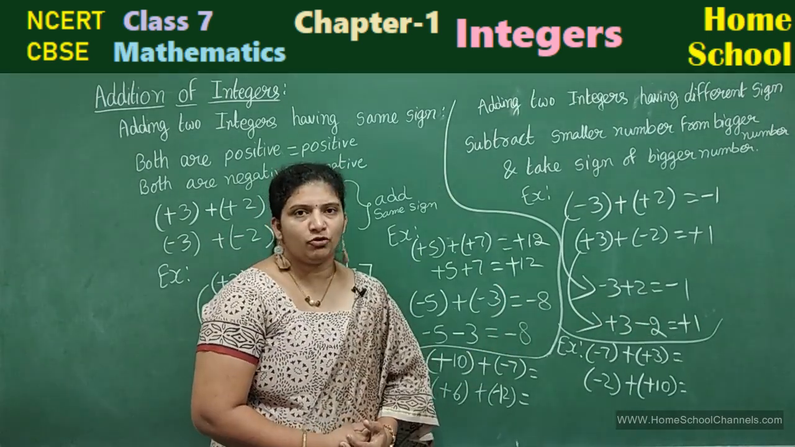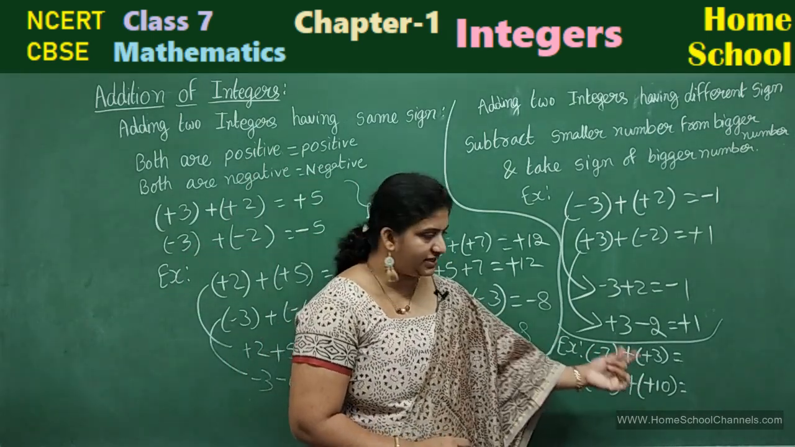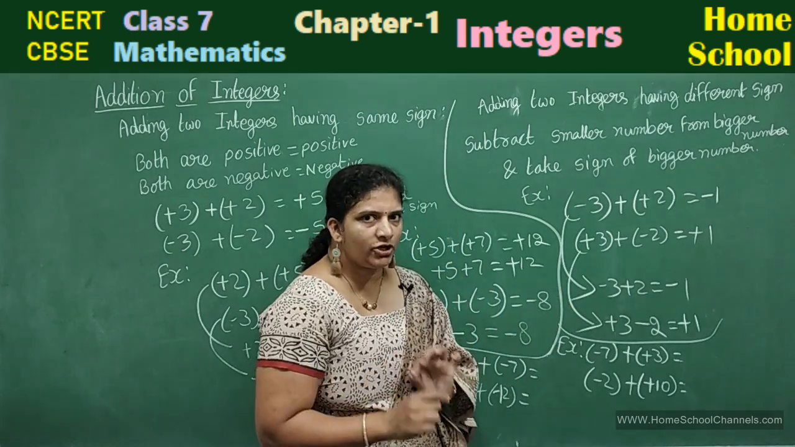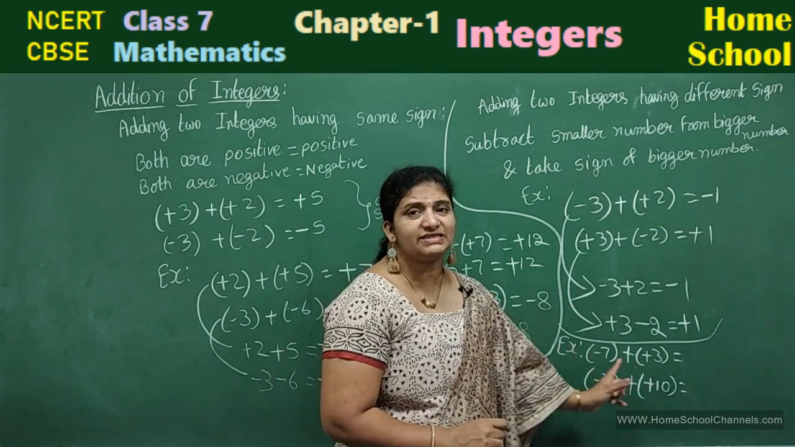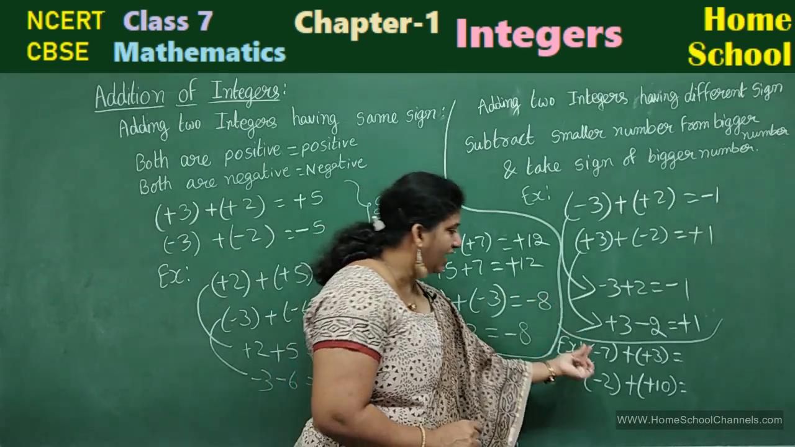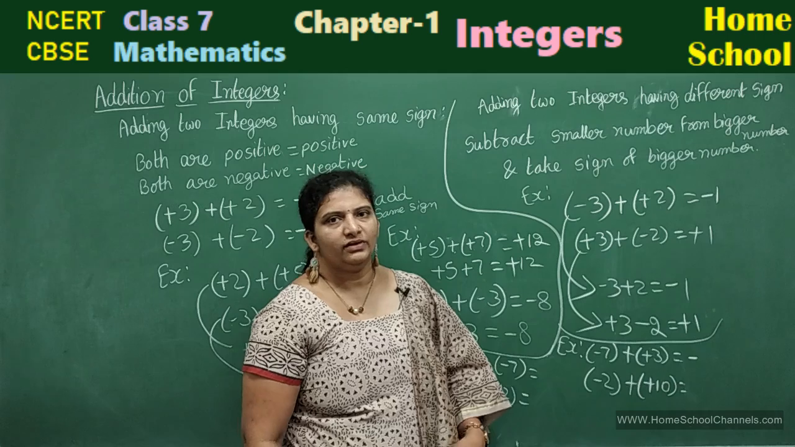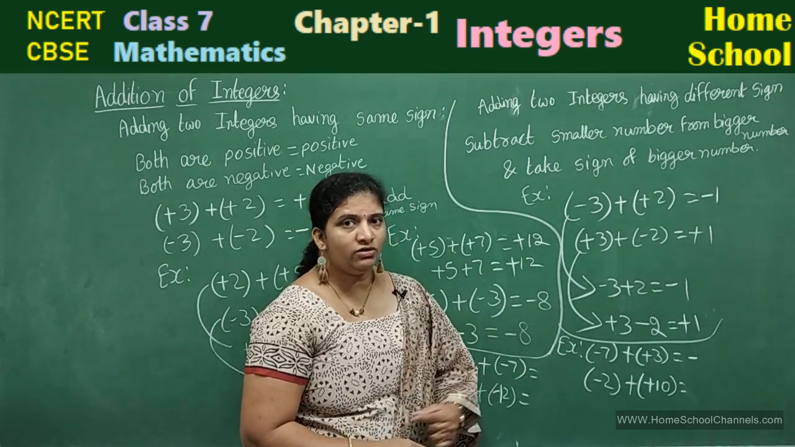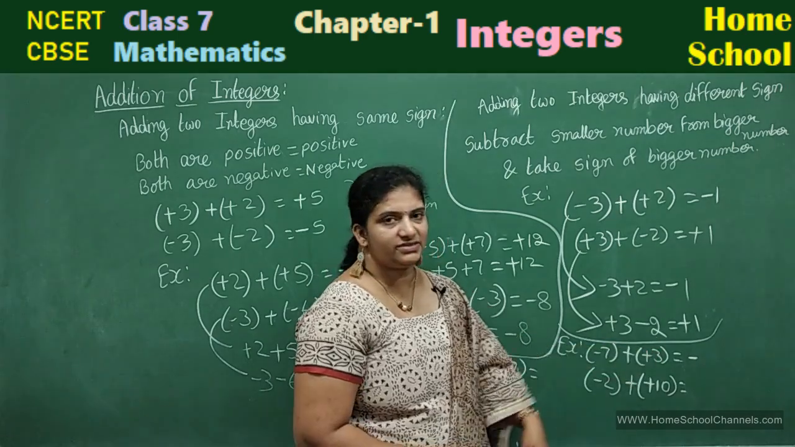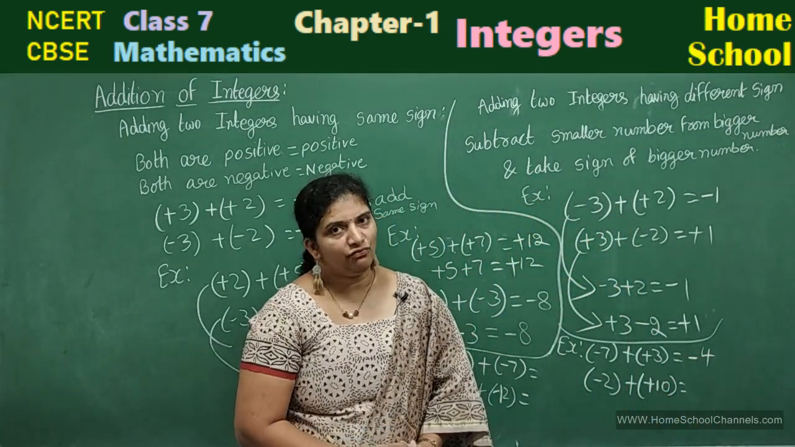Okay, let us solve some more examples here. Addition of two integers having different sign. Minus 7 plus plus 3. So, only number you observe, 7 and 3. Which is greater? 7 is greater. And greater number have which sign? Negative sign. Take that sign, negative. And now next step, what we need to do? Subtract smaller number from bigger number. 7 minus 3, it will be 4. So your answer is minus 4.